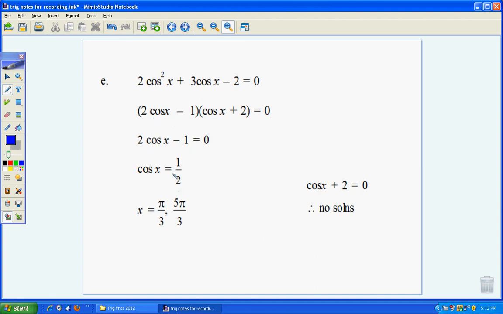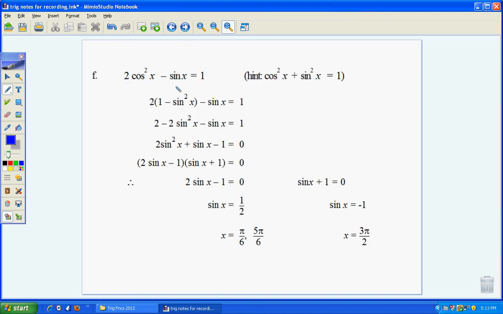Again, we're in the first and the fourth quadrant. Our related angle is pi on 3, which is in the first quadrant, and 5 pi on 3 is the subtraction of 2 pi minus pi on 3. The second bracket would come out to cos x plus 2 is equal to 0. We have no solution, there's no value we can put in. The cos x will be equal to minus 2.